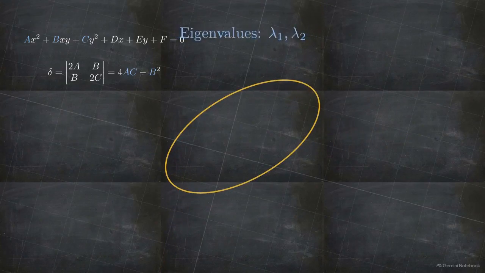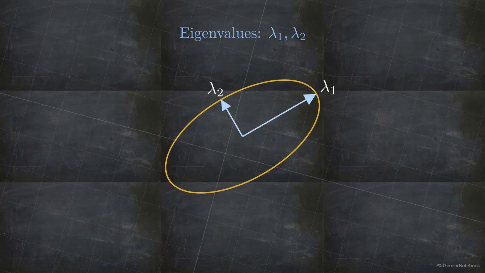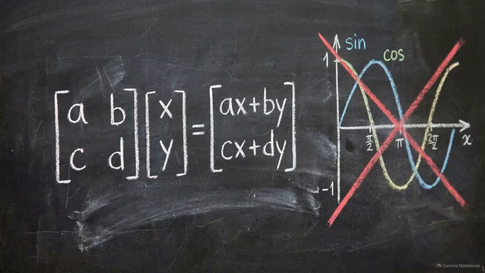By finding the eigenvalues, represented as lambda1 and lambda2, we can determine the lengths of the curve's semiaxes and its final rotated orientation. This use of matrix invariance lets us calculate the curve's rotation using intrinsic properties of the coefficients rather than trigonometric trial and error.